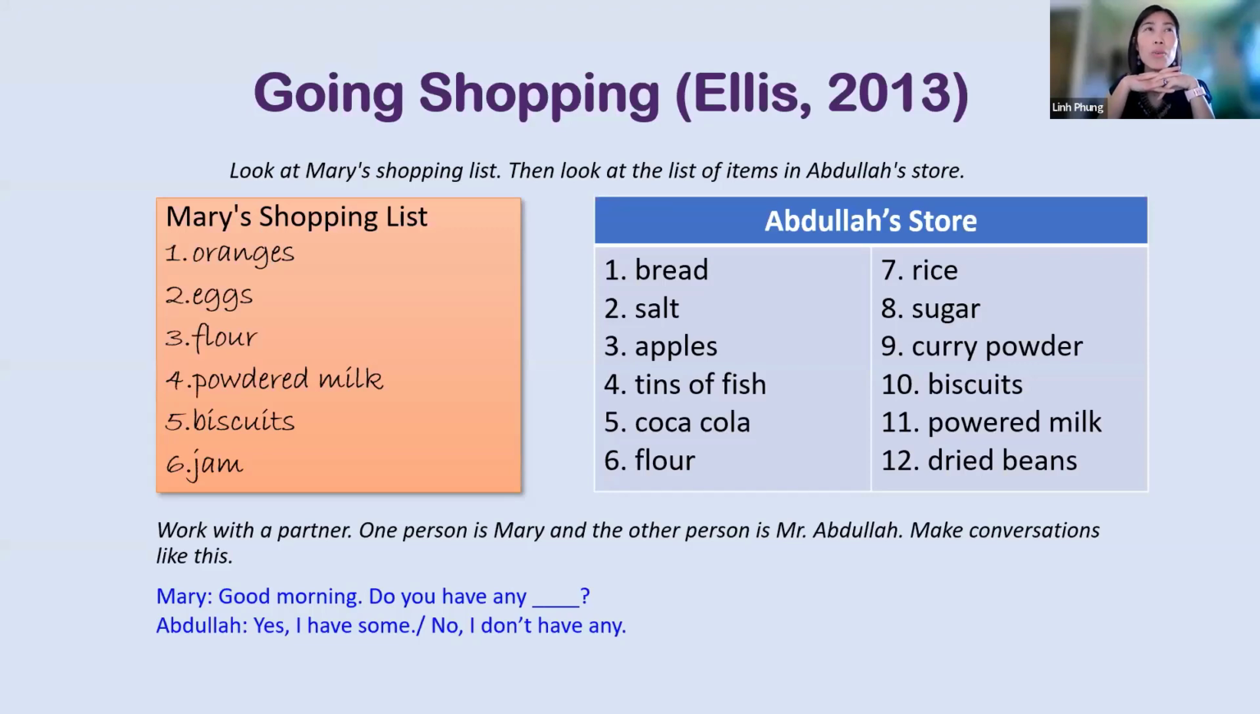Good morning, do you have any oranges? And then maybe Abdullah will say, yes, I have. Does he have any? No, I don't have any. So students will make conversations like this, right? But is this a task?